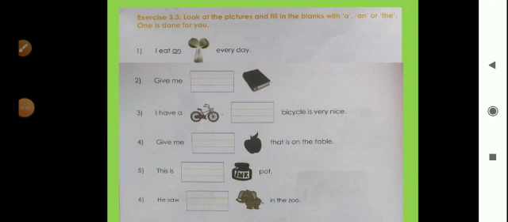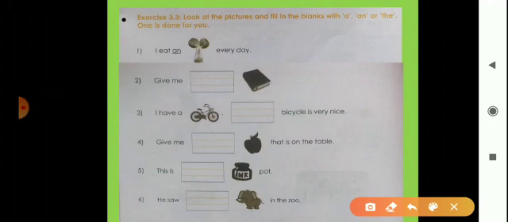Now we will see the next exercise. This is exercise number 3.3. Look at the picture and fill in the blanks with a, an or the. Okay, so we will solve it. One is done for us. First is I eat an egg. Here is an egg, a broken egg. So it starts with E, so here we can see an egg every day.